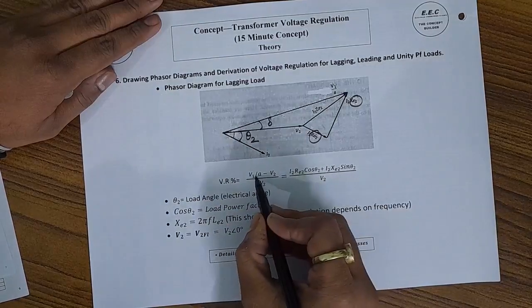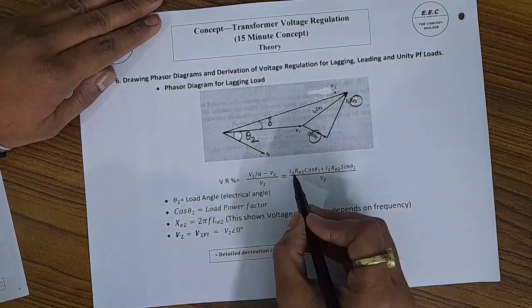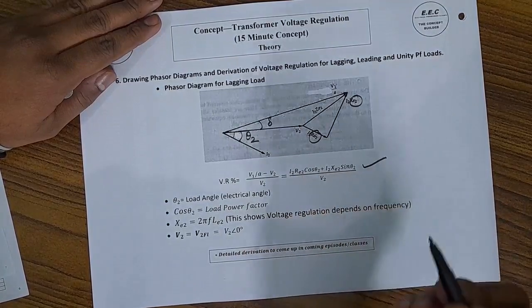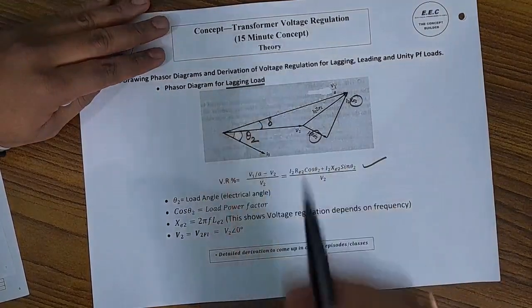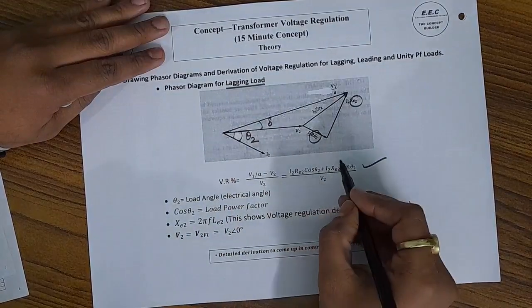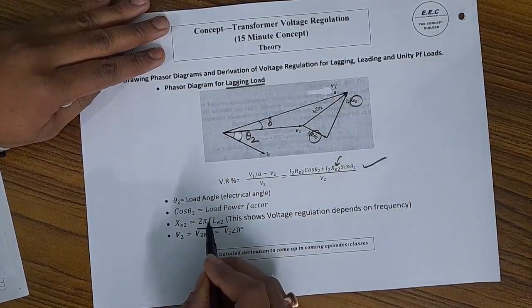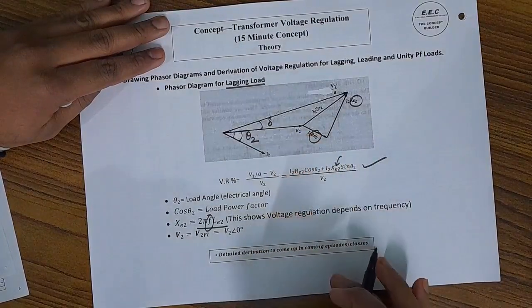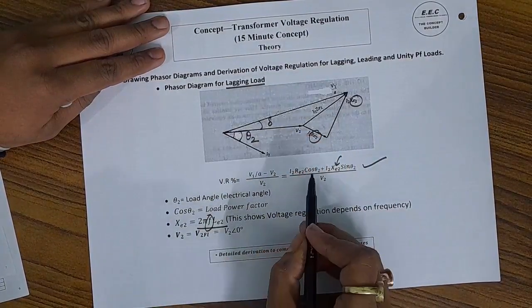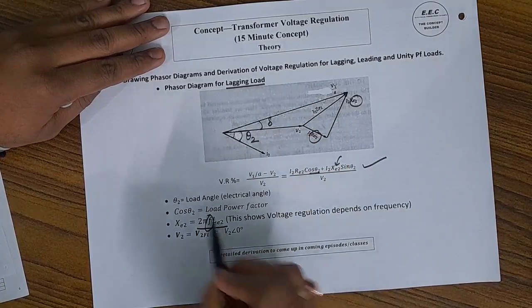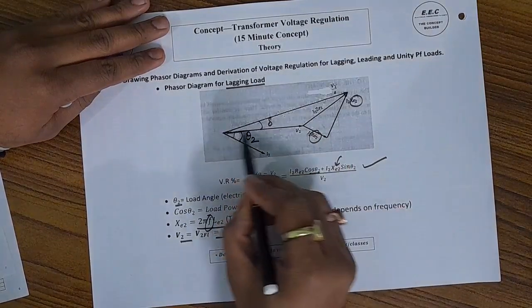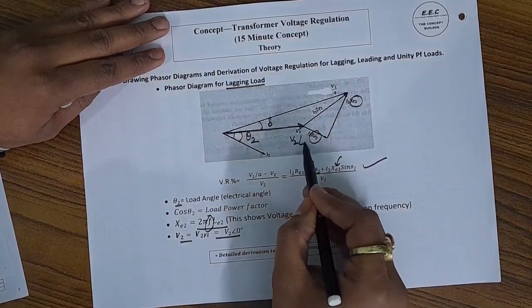Now the formula is (V1A minus V2) upon V2 equals (I2 Re2 cos theta 2 plus I2 Xe2 sin theta 2) upon V2. This is the formula we see when we are talking about a lagging load. Now you see that Xe2 has 2 pi f Le2. This means there is a term of frequency involved here, so voltage regulation depends upon frequency. Cos theta 2 is the load power factor, theta 2 is the electrical angle, and V2 full load is going to be V2. We are using this V2 as the reference angle.